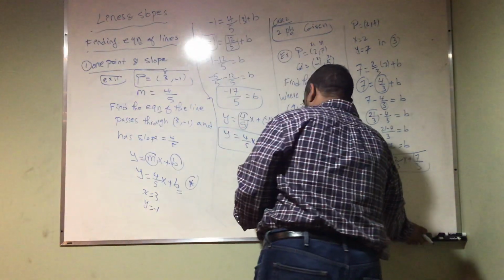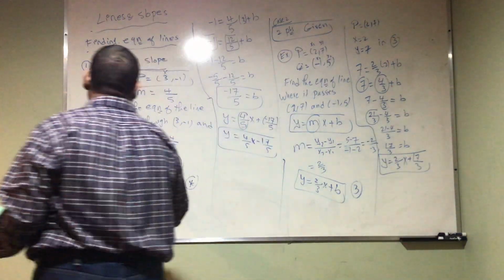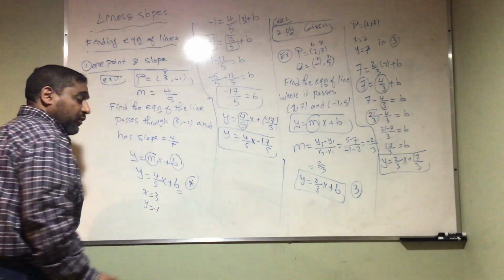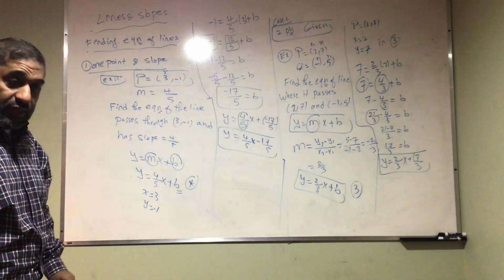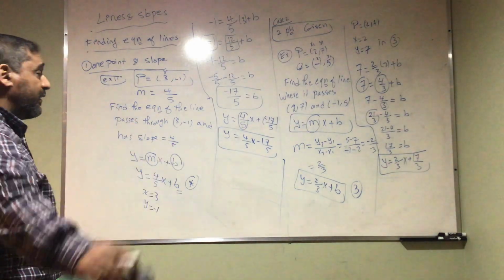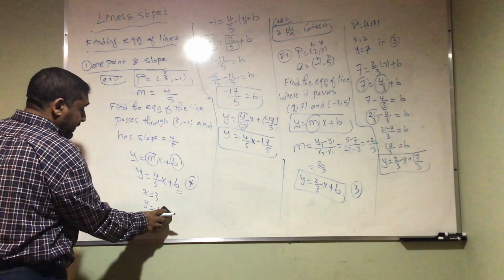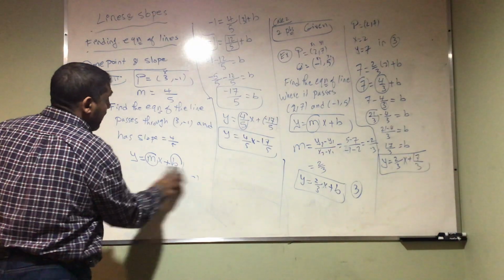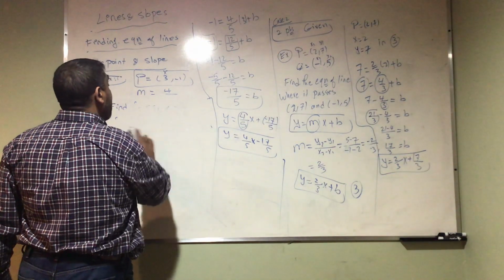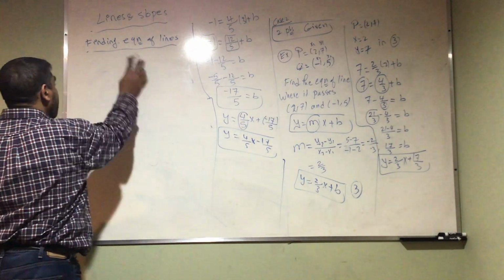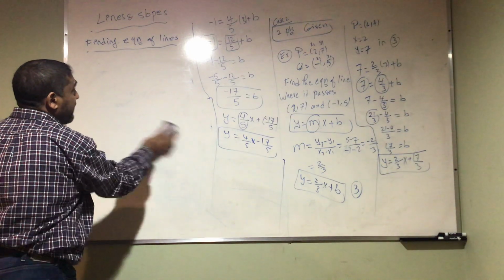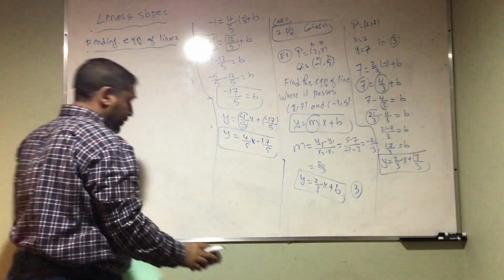Now, we mentioned when I started the class that the slope of any horizontal line is 0. The slope of any horizontal line is 0, and that is always y equal constant. And I also gave you that the slope of any vertical line is undefined, because your x equals a constant, all right?